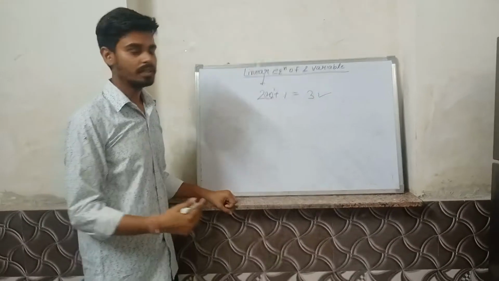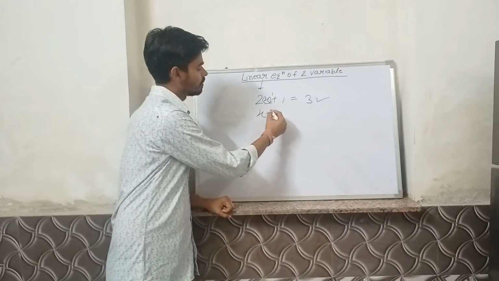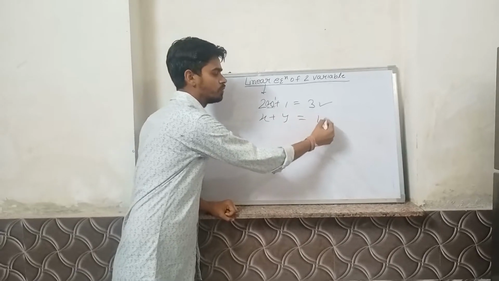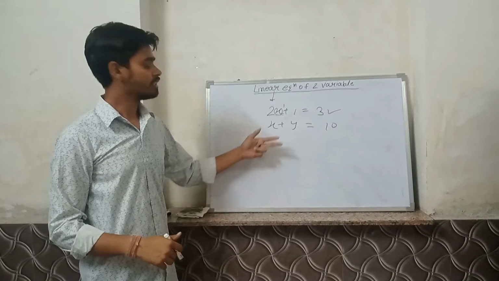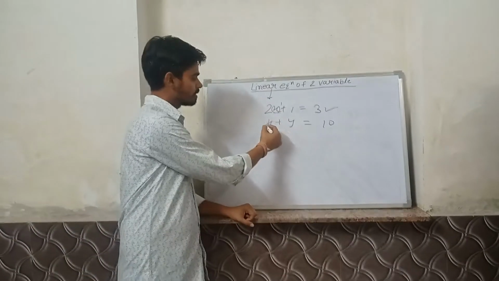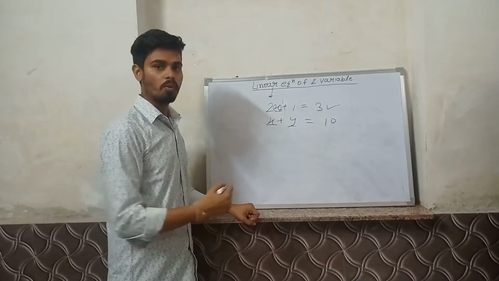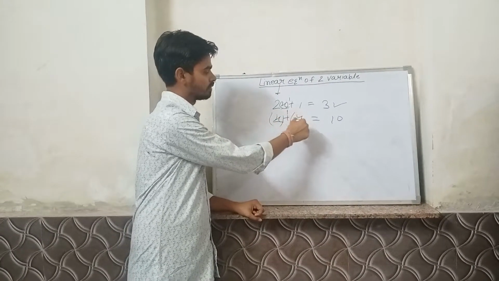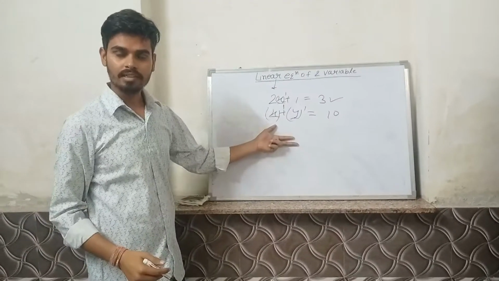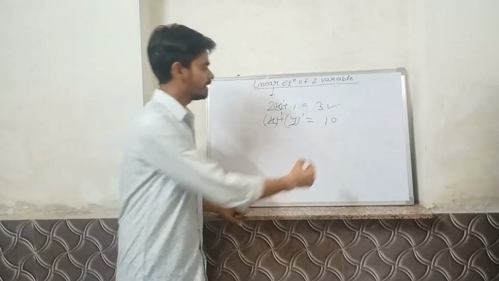For another example, x plus y is equal to 10, in which we can also see there are two variables, x and y, both with exponential power 1. So we can say this is also a linear equation.